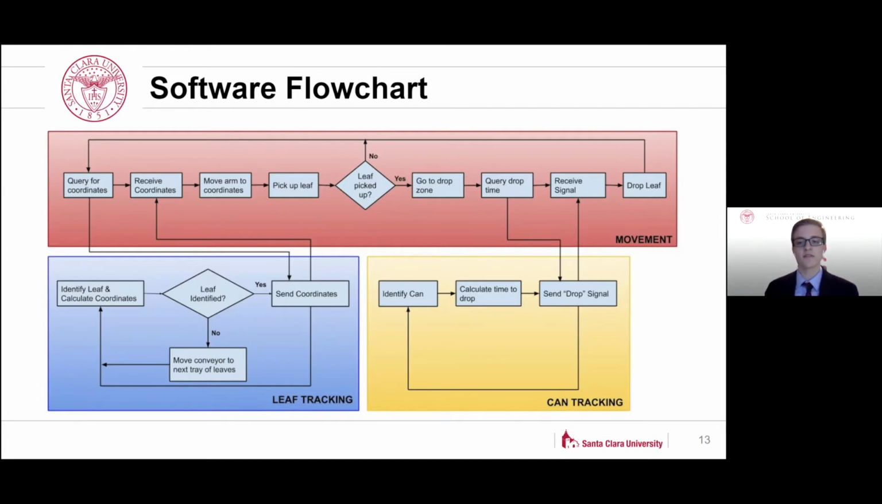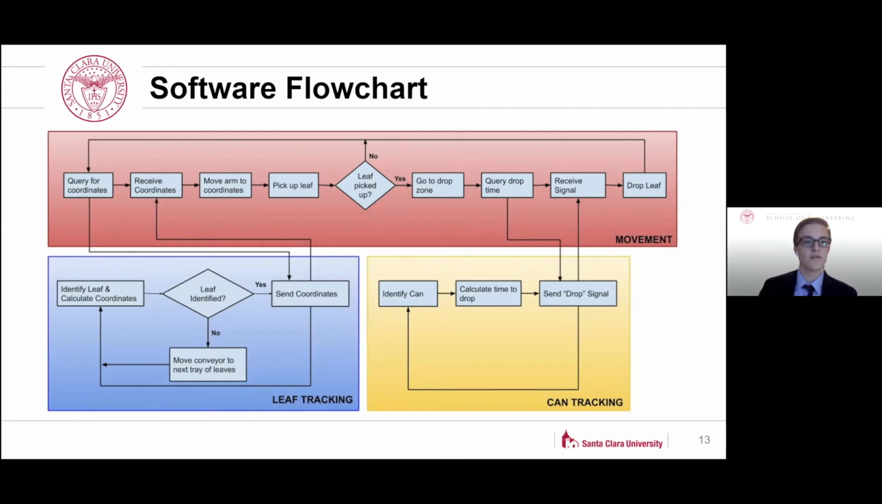The software process was designed to run using a client-server relationship where the Raspberry Pi or the movement section of the system would query the Jetson board for information on both leaf position and drop times. So as you can see here, the general idea was that the Jetson board would be constantly waiting for requests from the Raspberry Pi. So it would be identifying leaves and creating a list of coordinates where those leaves could be found, as well as for the can tracking the movement of each can and calculating the correct time to drop.